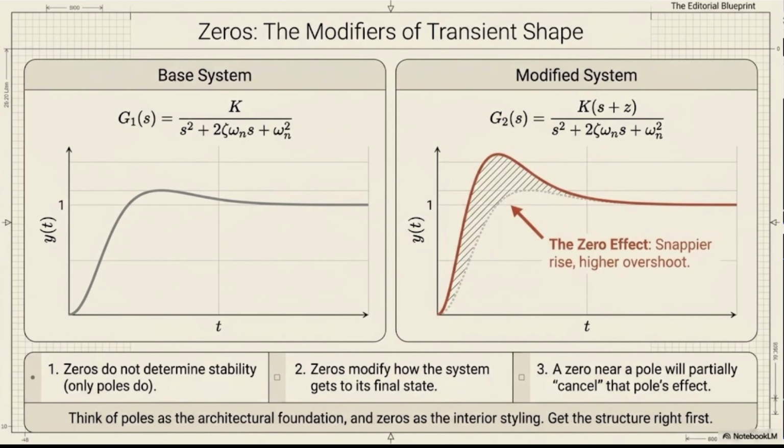So another important thing that we have to know is about the zeros, because obviously, as I just told you, poles are going to play a very crucial role. But what about zeros? Because obviously they're part of the system itself.